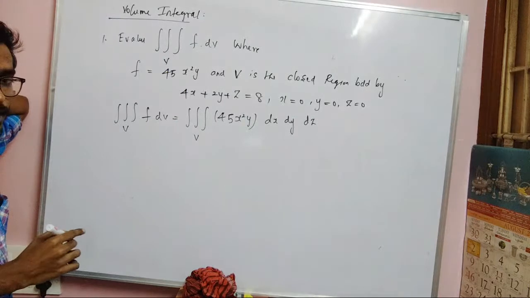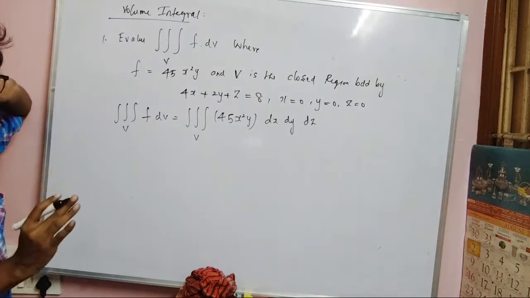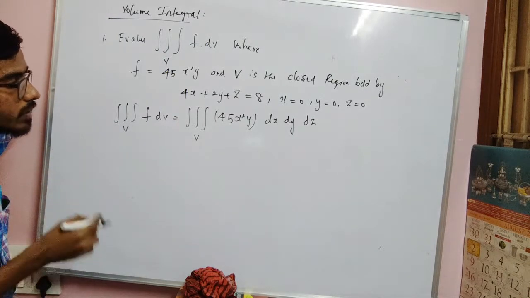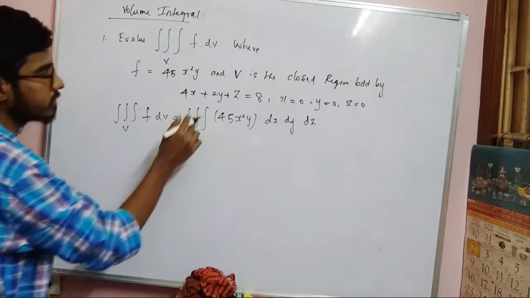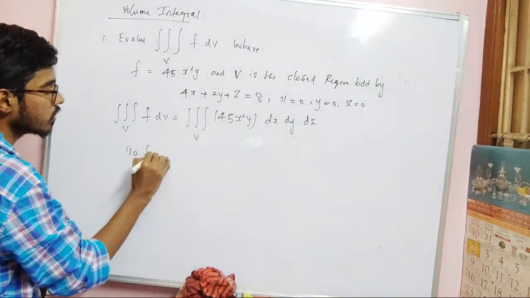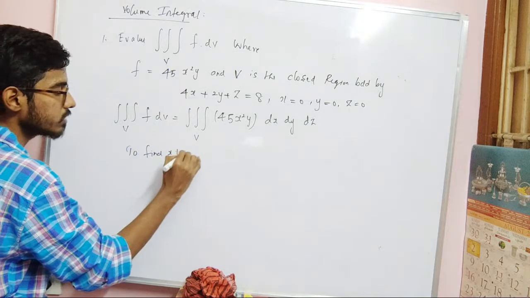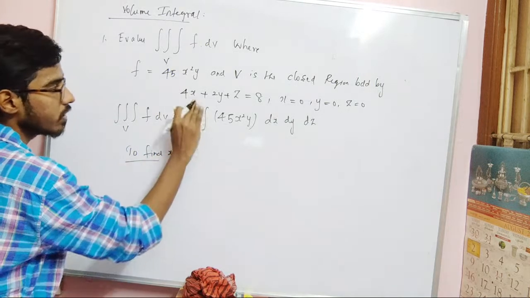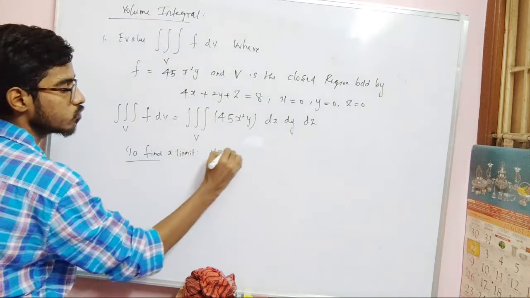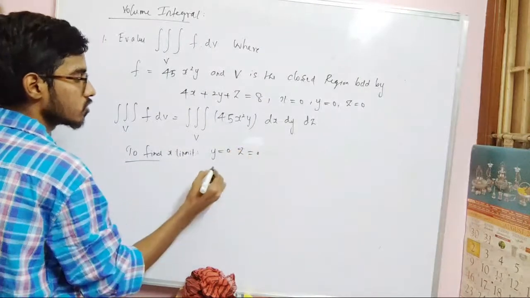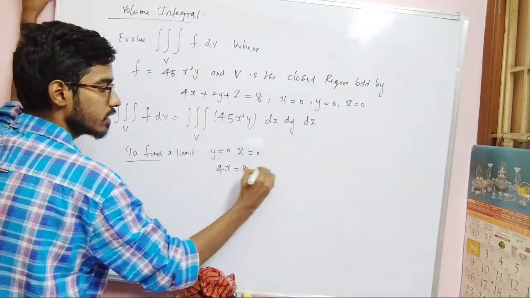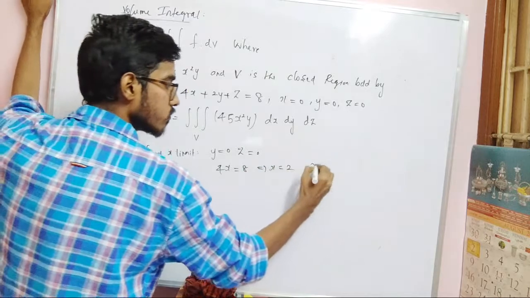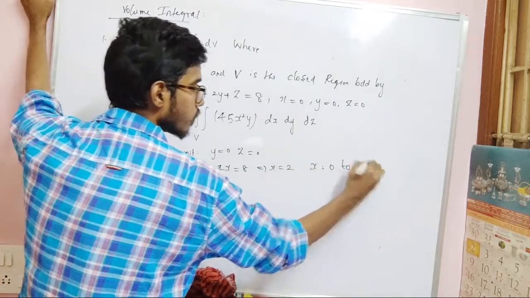And again, as I said, we can easily find the x limit, y limit, z limit, right? How will you find them? To find the x limit, what are the variables next to x? It is y and z. That means you put y is equal to 0, z is equal to 0. So we have 4x is equal to 8, that means x is equal to 2. Therefore the x limit is from 0 to 2.